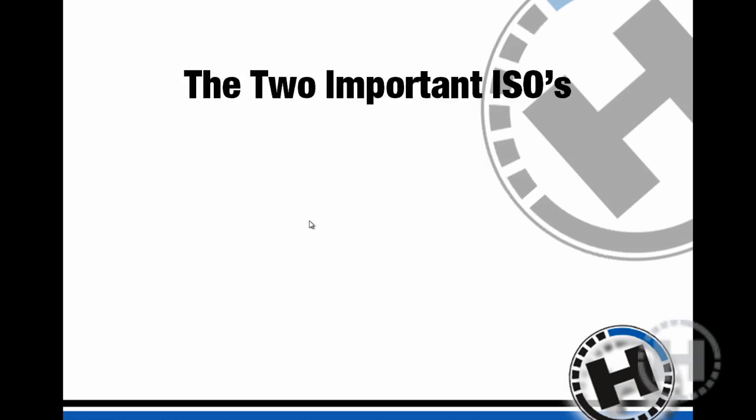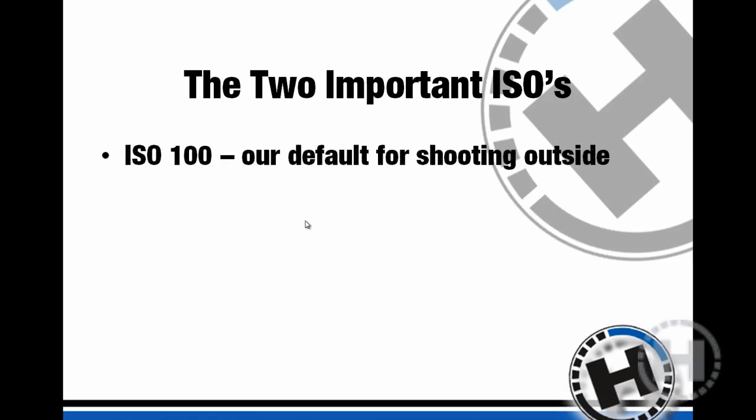So for us, let's just make this nice and simple. There's really only two important ISOs that we need to understand, and the first one is ISO 100. This is our default for shooting outside. So anytime we go outside, we're going to set our camera to ISO 100. Just understand that I am talking about daylight here. If you boost it any higher, you're going to find that a lot of the time your images do become overexposed.